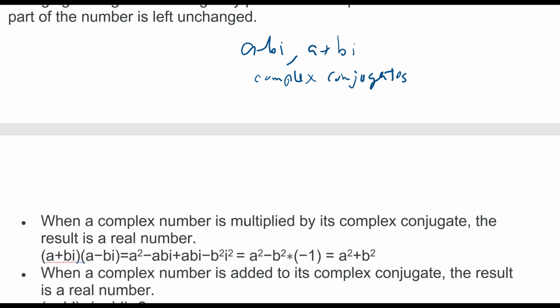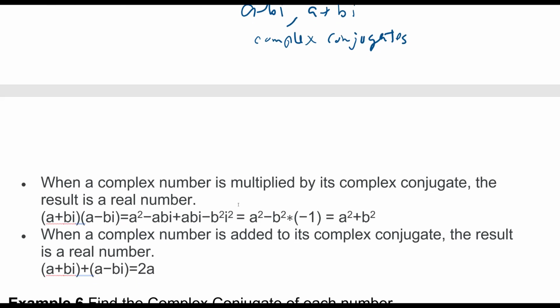When a complex number is multiplied by its complex conjugate, the result is a real number. A plus bi times a minus bi is a squared minus abi plus abi, so that middle stuff cancels out, minus b squared i squared. So you end up with a squared minus b squared times negative 1. And the negative times negative is a positive. So you get a squared plus b squared with no imaginary part.